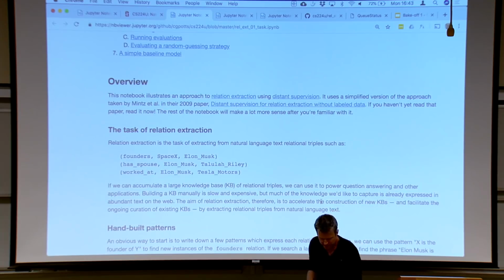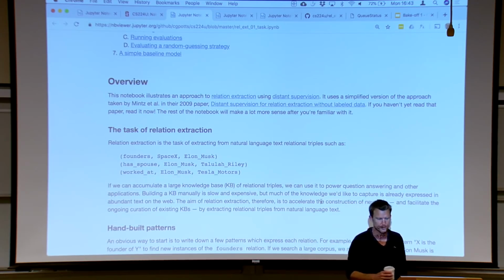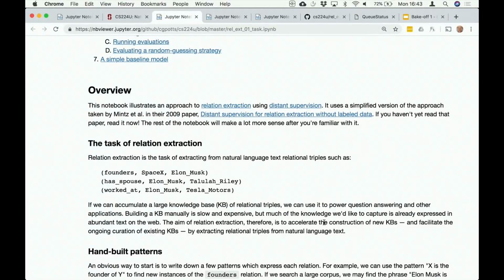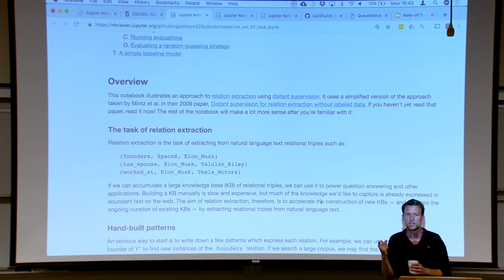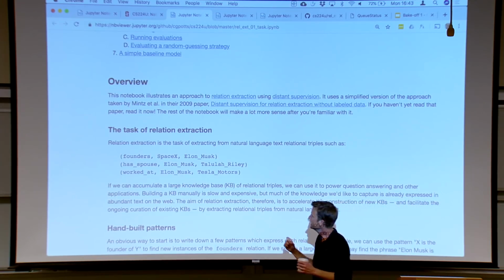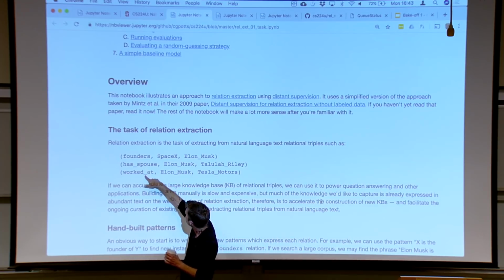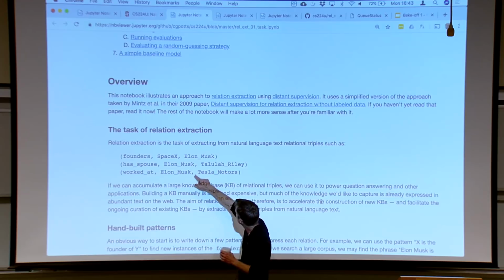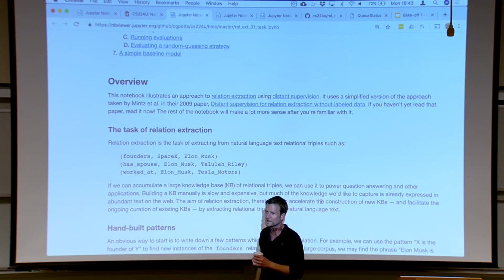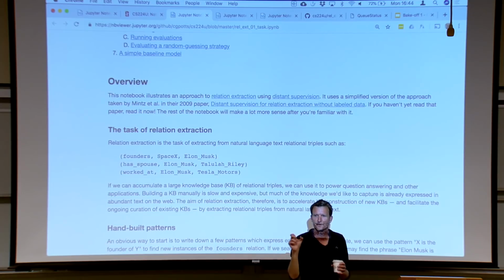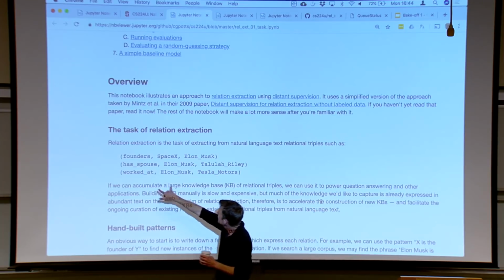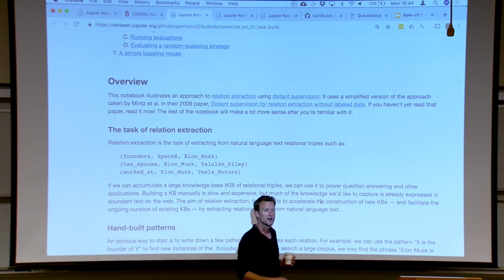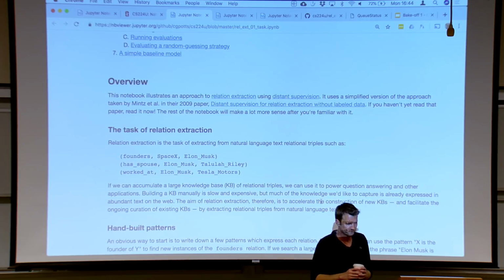So the task of relation extraction is to extract relational triples from natural language text. And by a relational triple, I mean things like these examples here. So founders, SpaceX, Elon Musk; has spouse, Elon Musk, Tallulah Riley; worked at, Elon Musk, Tesla Motors. Each of these expresses a fact about the real world. Each of them has three components: there's a relation and then two entities. The entities have these underscores in here, so that suggests that they're some kind of unique identifier of these entities, and I'll say more about that in a moment. And the relation is one of a small number of predefined relations that we're interested in.